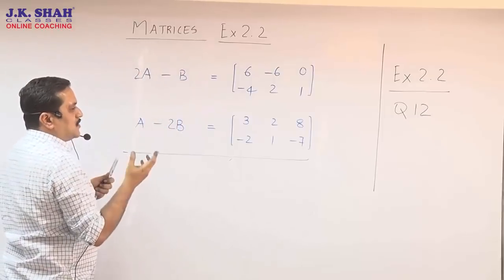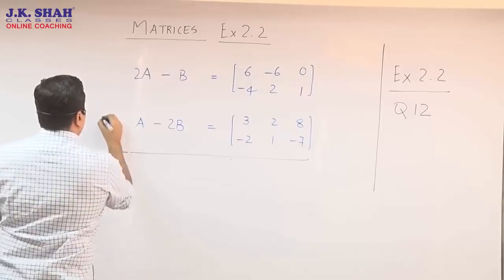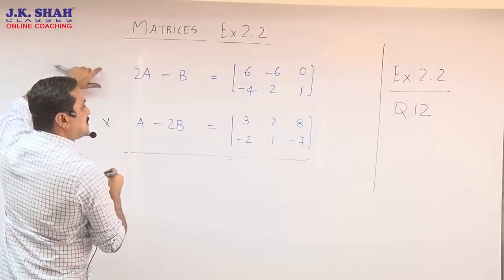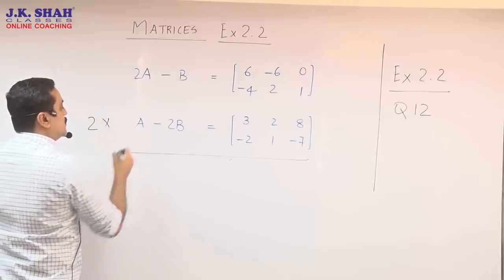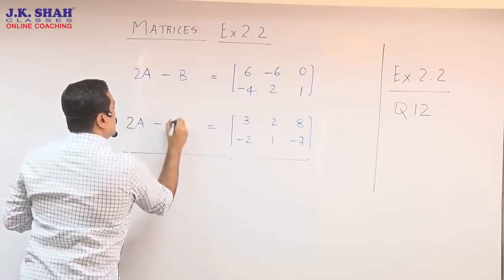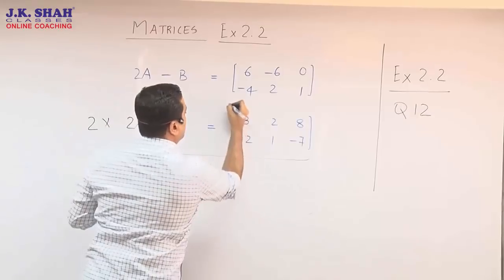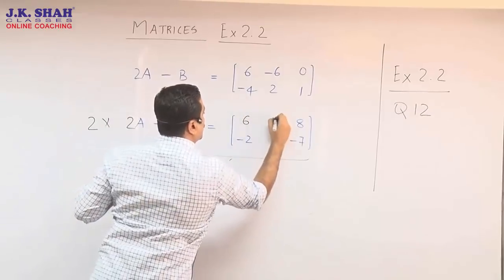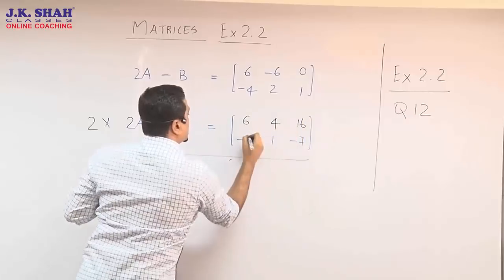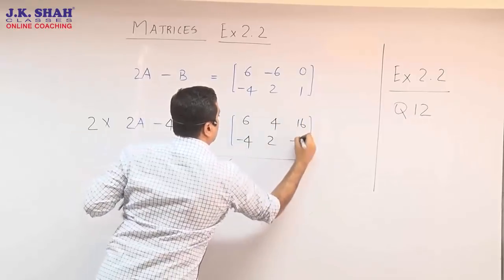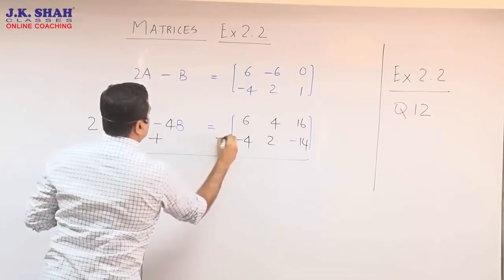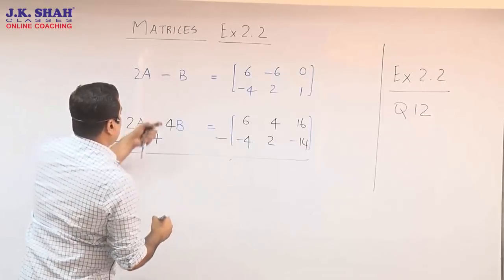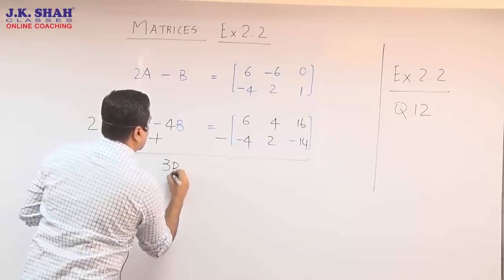Now that's the simple linear equation trick. So earlier we multiplied the first equation by 2. Now this time we multiply the second equation by 2. It's going to be 2A, 4B, multiplying the full matrix by 2. It's going to be 6, 4, 16, minus 4, 2, minus 14. Now sign change, minus, plus, minus. So it's going to be minus B plus 4B. We have 3B over here.